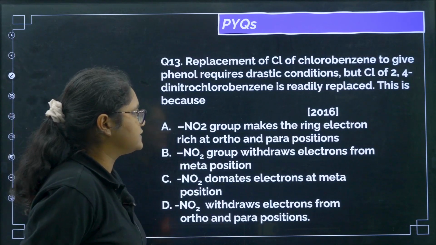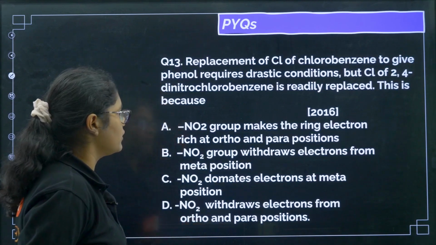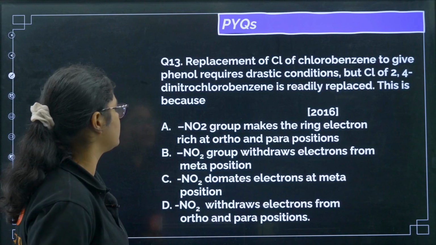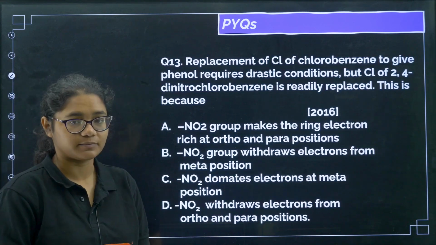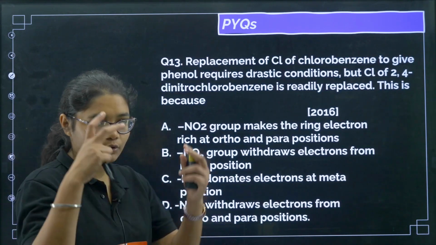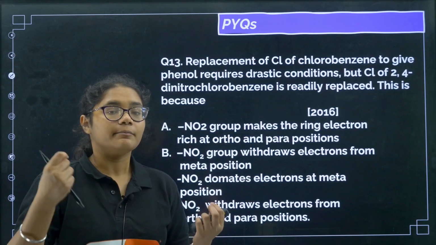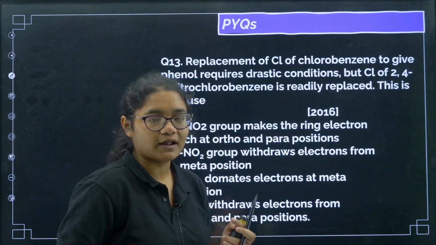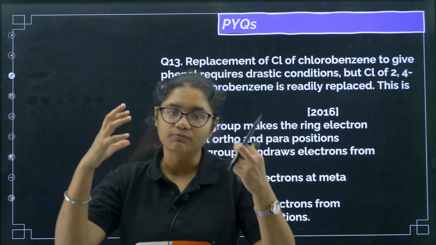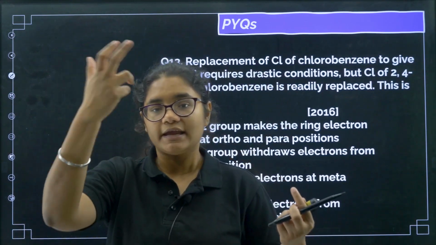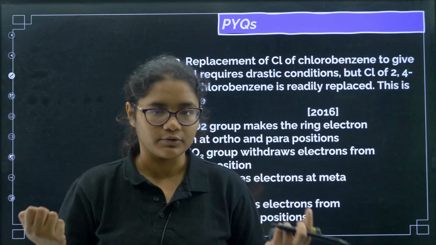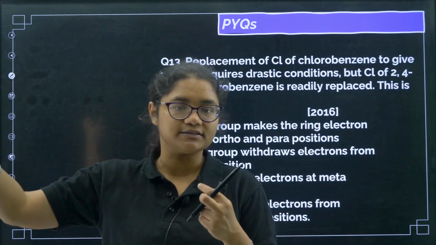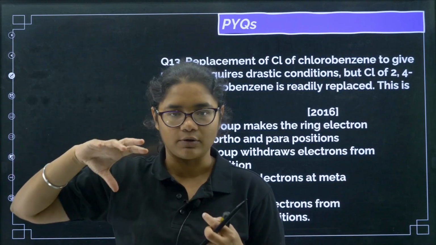Next, replacement of Cl of chlorobenzene to give phenol requires drastic conditions, but Cl of 2,4-dinitrochlorobenzene is readily replaced. This is because the NO2 groups present in the benzene ring make the ring much more electron deficient. Because NO2, we have discussed, is an electron withdrawing group. So if more than one NO2 group is present, it makes the ring electron deficient. So if the ring is electron deficient, OH minus, which is a nucleophile, can easily attack it.